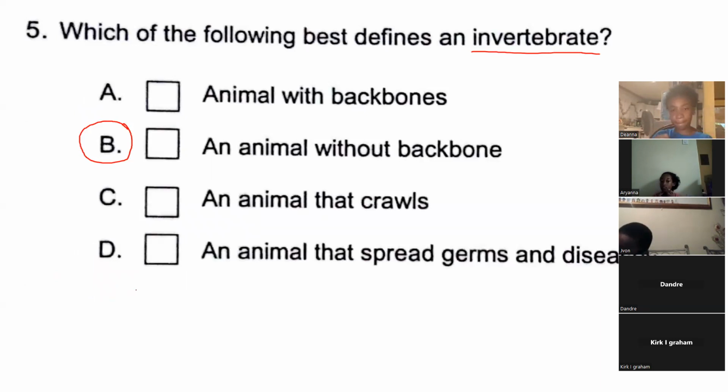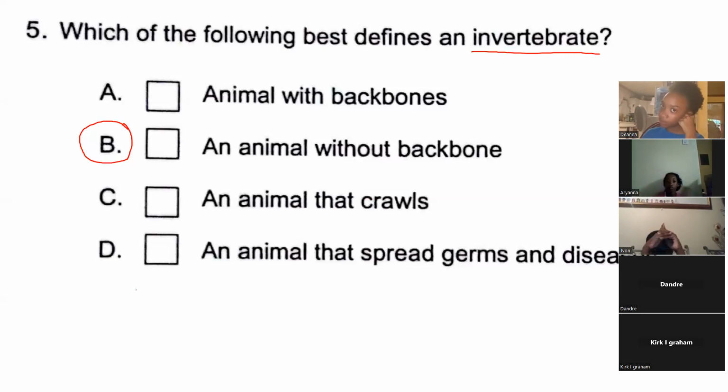Question number 5 is for DeAndre. Can you read number 5, please? Which of the following best defines an invertebrate? A. Animal with backbone. B. An animal without a backbone. C. An animal that crawls. D. An animal that spreads germs and diseases. The answer is B. An animal without a backbone. Very good. So an animal without a backbone is what we call an invertebrate.